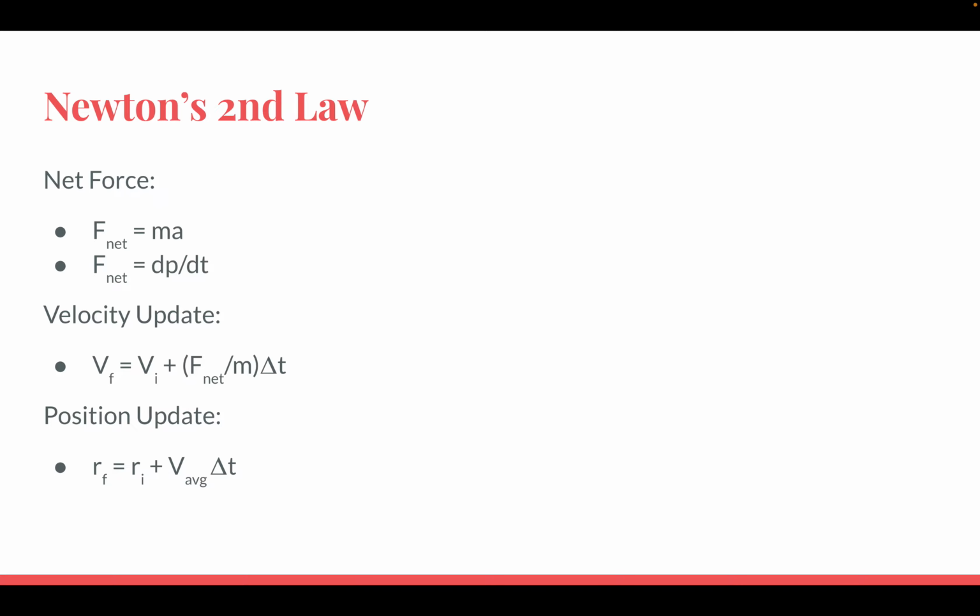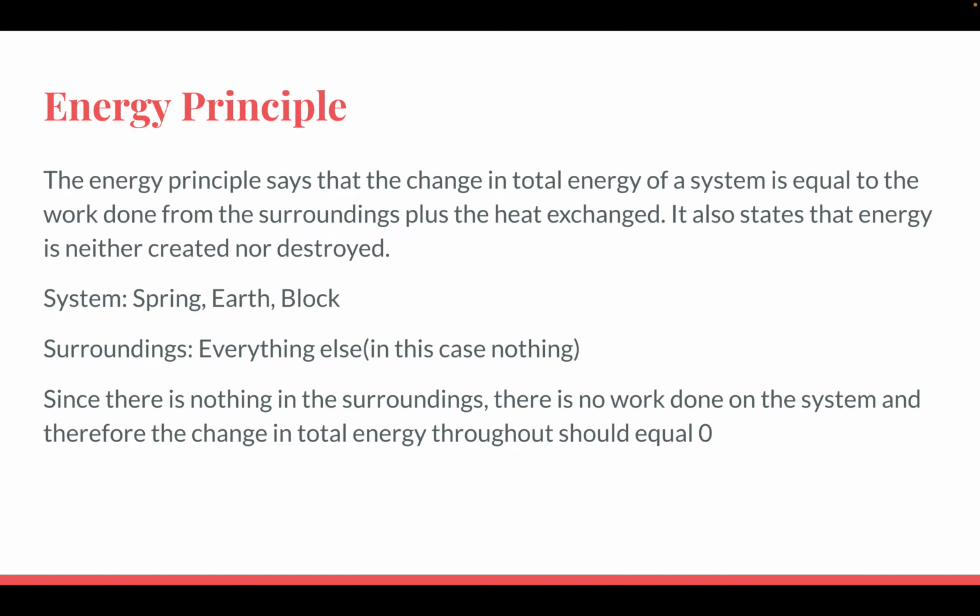Continuing on, we did use Newton's second law on this. Then we used the net force equations, F net equals ma or F net equals dp/dt. We also used the velocity update formula, which is Vf equals V initial plus F net over m times delta t. And we used the position update formula, which is position final equals position initial plus velocity average times delta t.